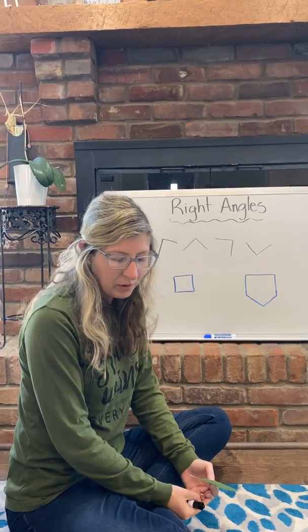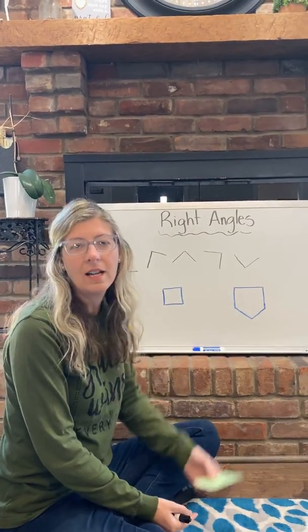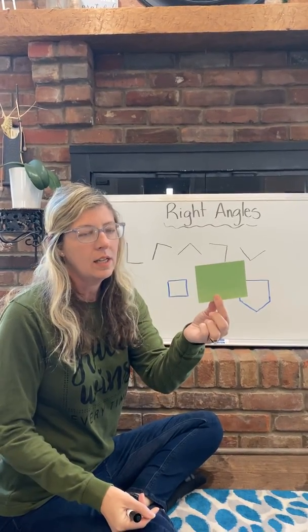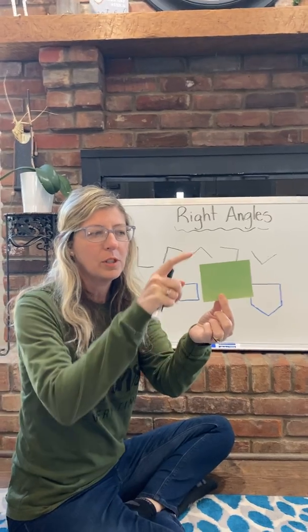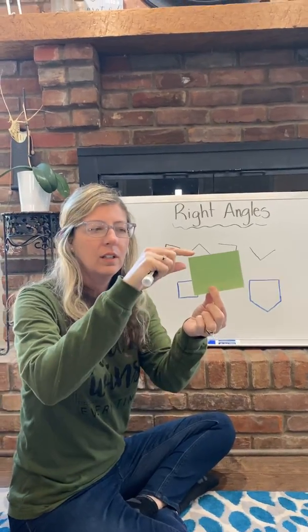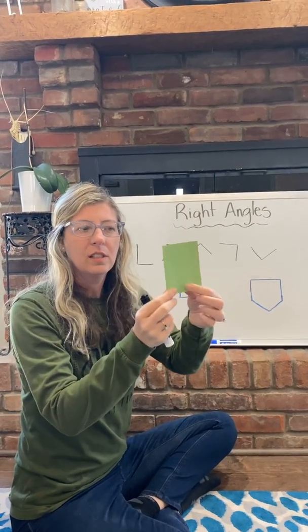Grade. Today we're going to learn about identifying right angles. So I have a rectangle here. A rectangle has right angles. They're special angles that mathematicians call right angles because they look like an L. You can turn it any direction and it's still an L.